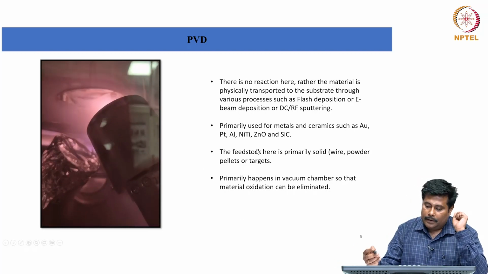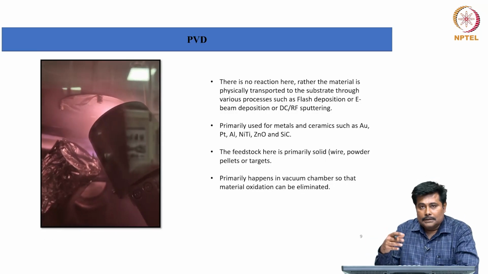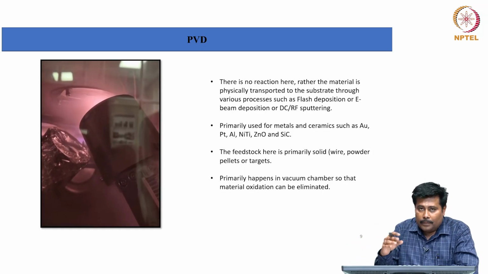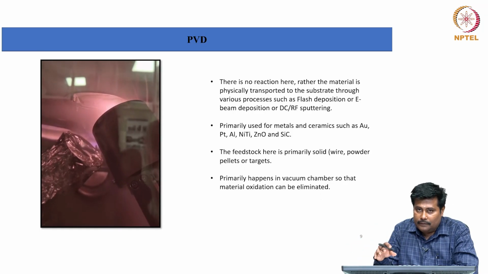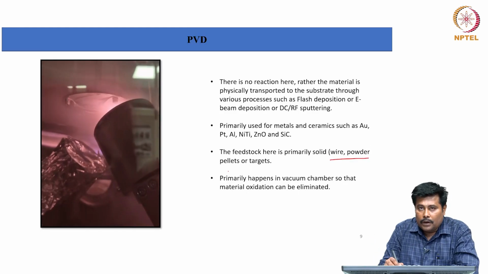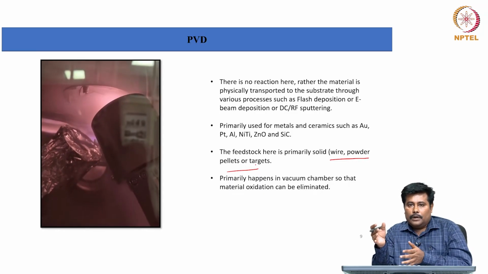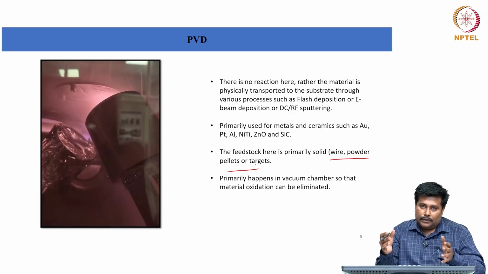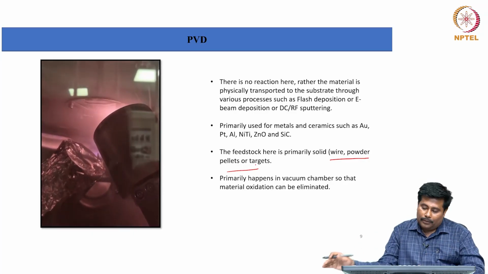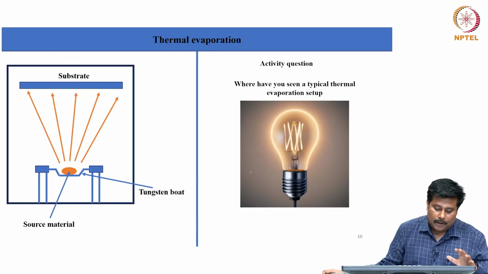So, if you look into the overall materials, we have metals and ceramics which are being efficiently used, and the primary feedstock for such physical vapor deposition might be a wire, or a powder, or a pellet. So, primarily, physical vapor depositions happen inside a vacuum chamber. There are different types of physical vapor deposition.